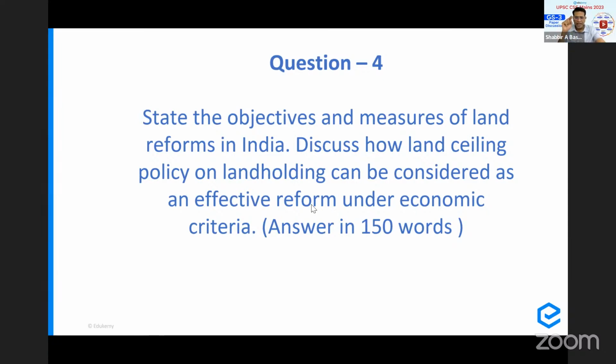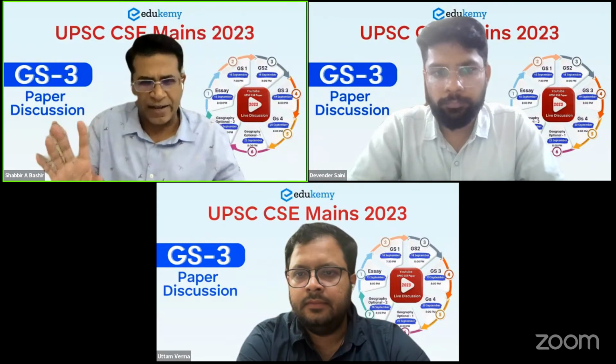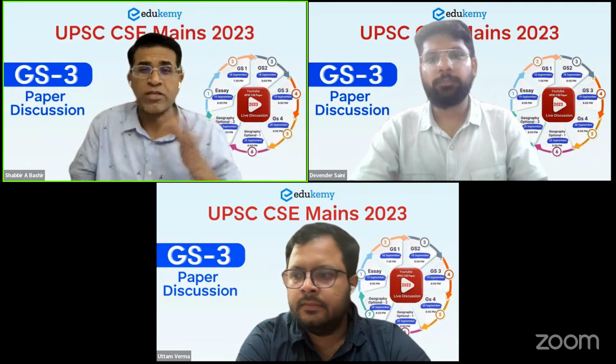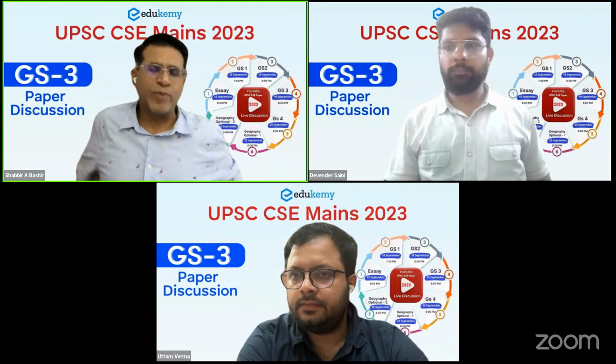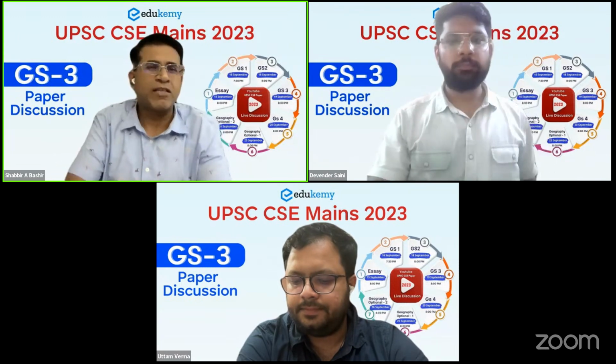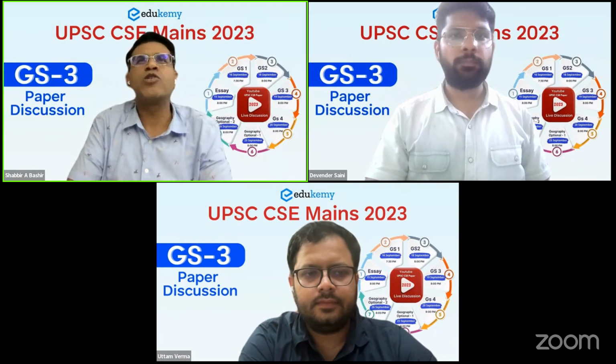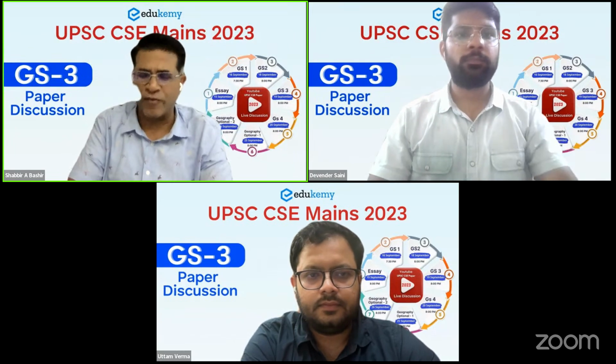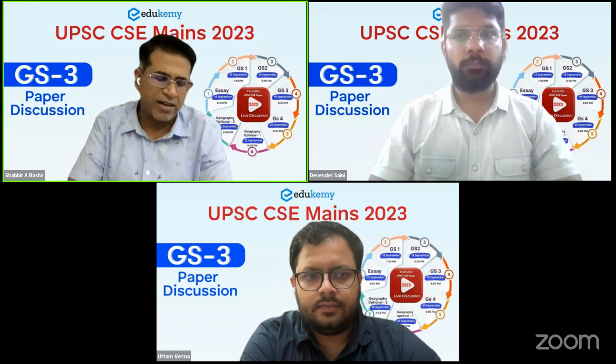To discuss how land ceiling policy on land holding can be considered as an effective reform under economic criteria. Now, see, if you look at the failure or the limited outcomes of land reform, the biggest controversy, I think the biggest failure, has been the Land Ceiling Act. The Land Ceiling Act had a huge agenda as a part of ensuring equity, as a part of ensuring small and marginal farmers' empowerment, as a part of ensuring that we live up to the DPSP principles of land for the cultivators.